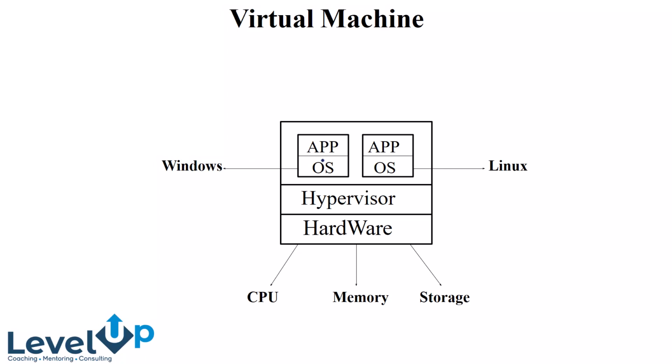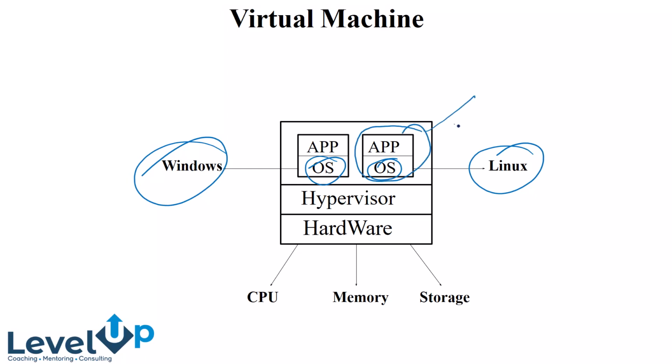Now, you see here, this particular virtual machine OS, we have it as Windows. In this particular virtual machine OS, we have it as Linux. Now, as we have understood what is a server and what is a virtual machine, the hands-on exercise that we are going to do is that we will create one virtual machine like this and we'll install Linux on this. We'll create another virtual machine, we'll install Windows OS.